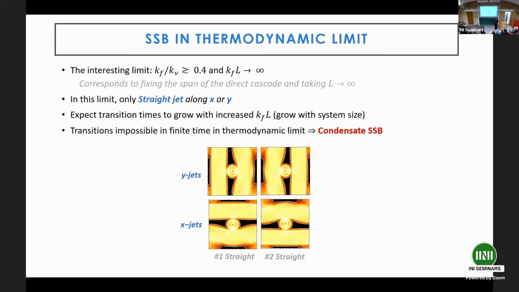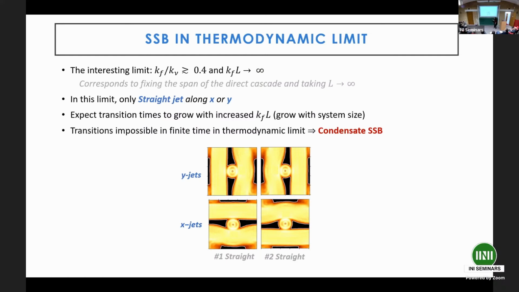Yes, I can, or I could do another thing. I could take Kf and K nu, fix their ratio, and send both to be very large. So that's the same thing. I do want to keep this ratio larger than this, but fixed, and then send Kf times L to infinity. In this limit, we are not observing it, but what we expect to get, from the consideration that I showed you before, is one of these four configurations. You have one straight jet, one bent jet, and they can be in either direction, and it could be either of these jets. And the question is: is this a spontaneous symmetry breaking, in the sense that when I take this thermodynamic limit, will I get stuck in one of these states?